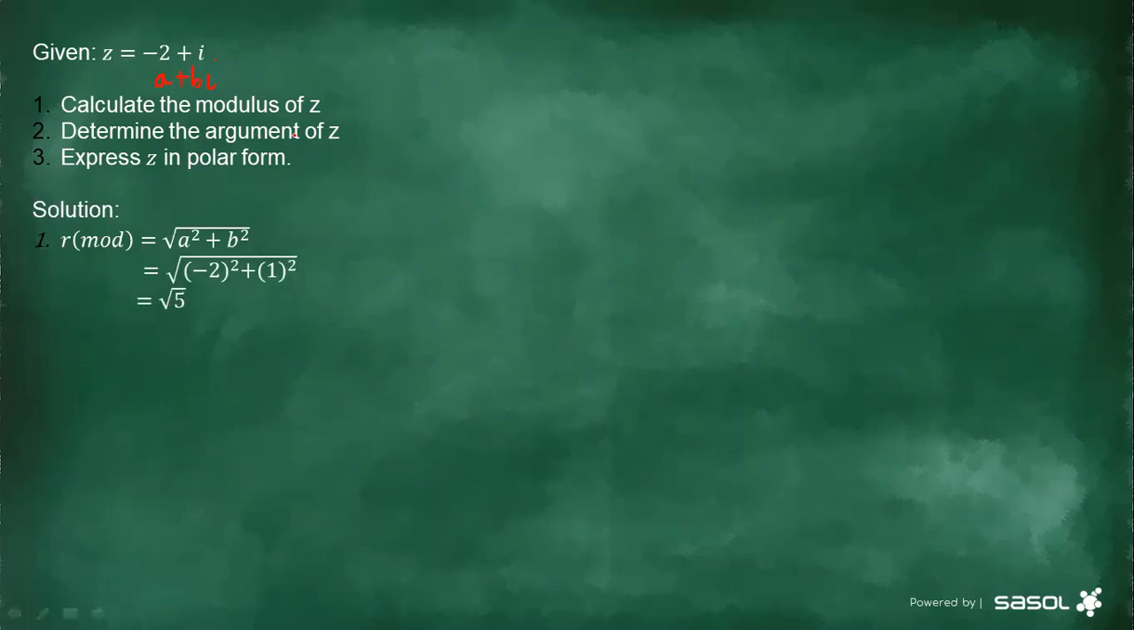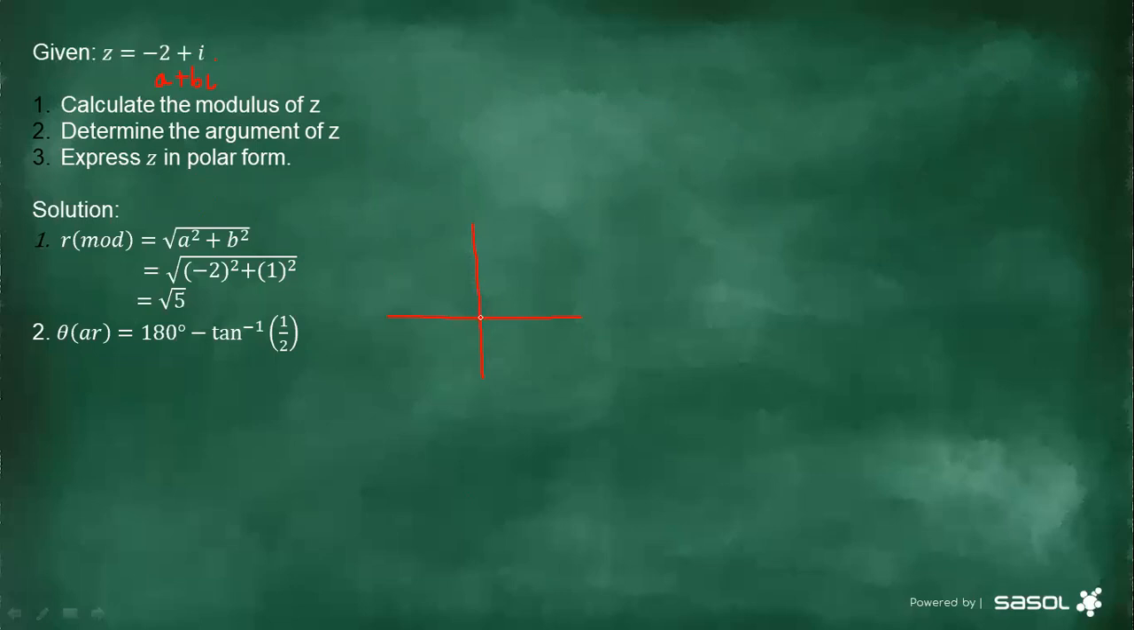Determine the argument of z, calculate the argument of z. Now, the best way to calculate this one, or to get it right, you first have to sketch roughly the Argand diagram.